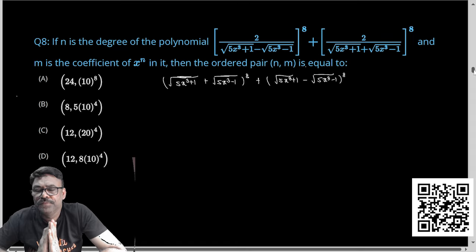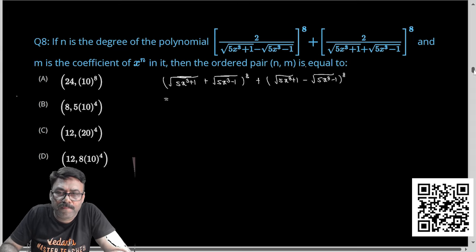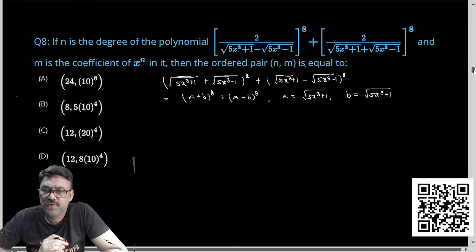Just rationalize it. Now I can write it as a plus b raised to 8 plus a minus b raised to 8, where I'm taking a as under root 5x cube plus 1 and I'm taking b as under root 5x cube minus 1. A is under root 5x cube plus 1, b is under root 5x cube minus 1.